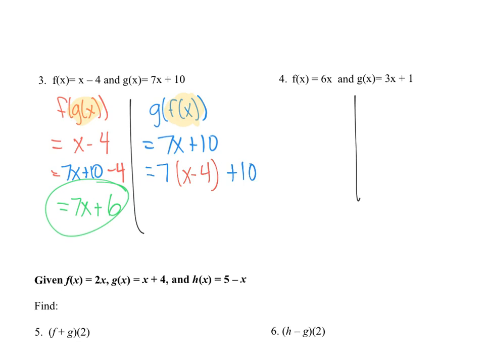Because I can't leave it like this. What do I do next? The word starts with a D. Thank you. Distribute. What's 7 times x? What's 7 times negative 4? Somebody yell it out. You got to be loud. Thank you. Plus 10. What do I do here? Good. I'm going to combine. Somebody tell me what negative 28 plus 10 is.